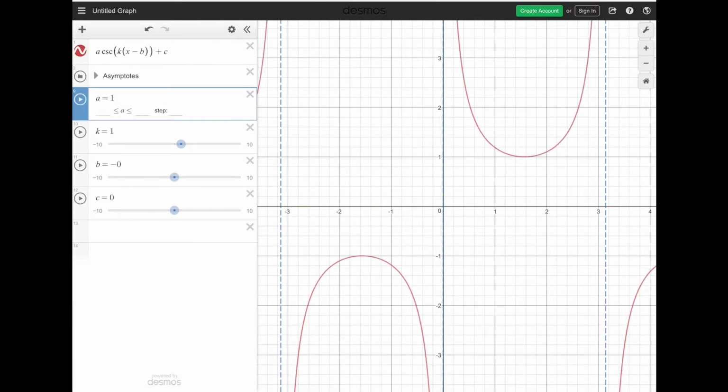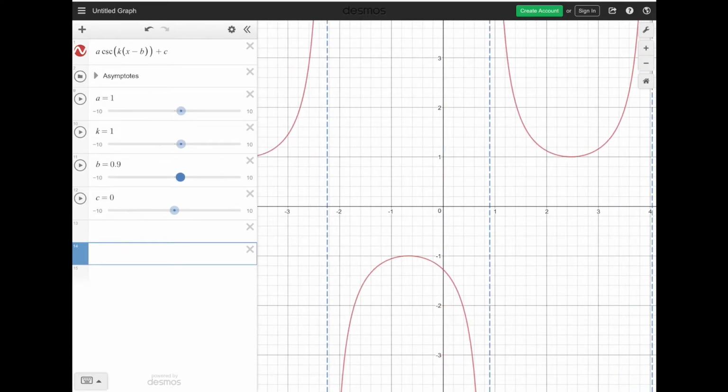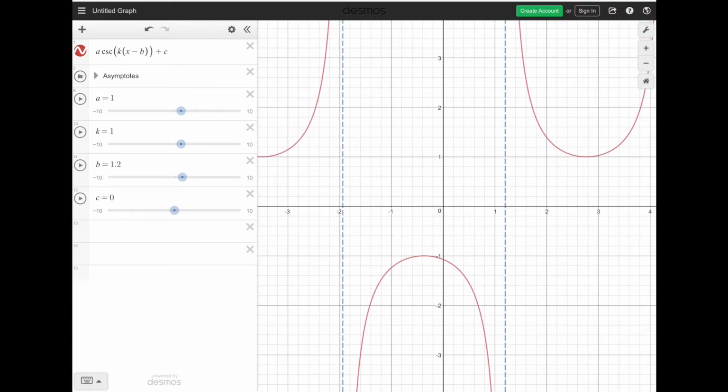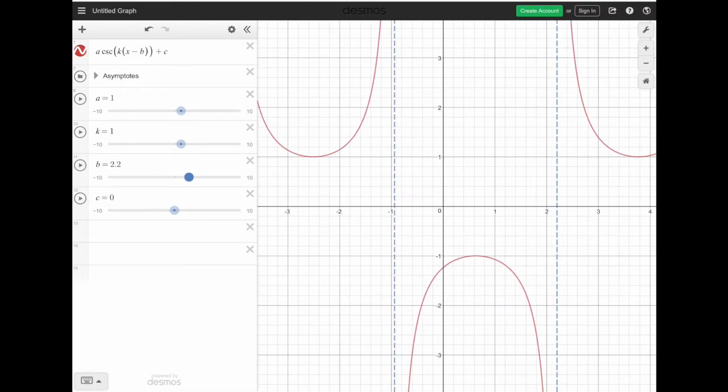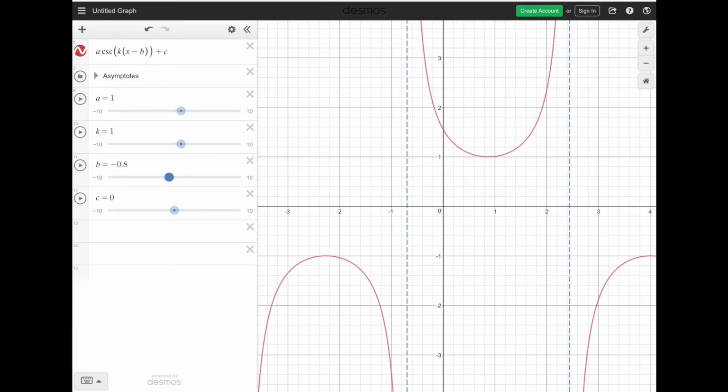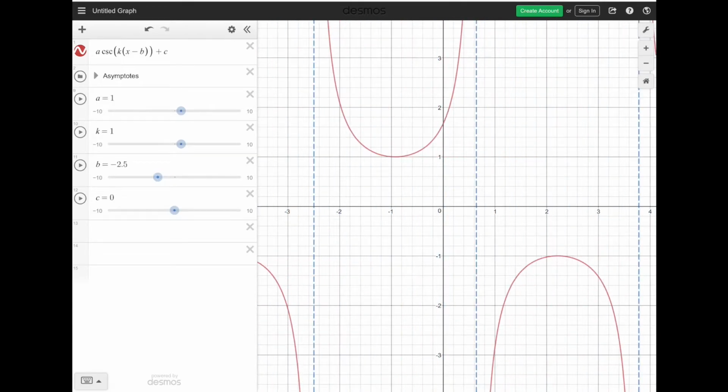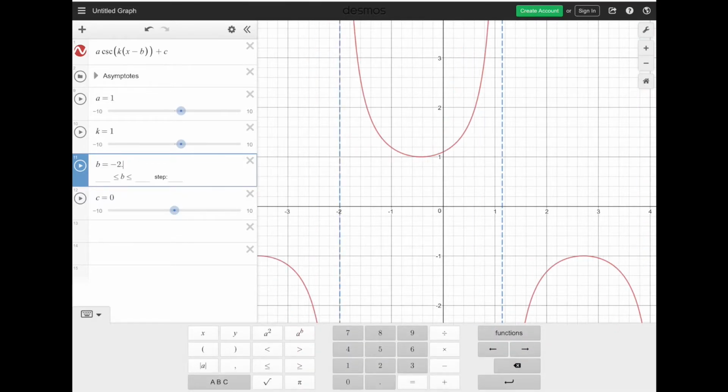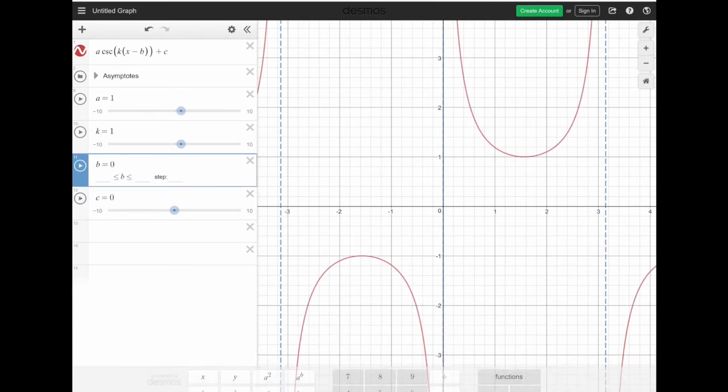Make a 1 again. So like before, if we change b in the positive direction, so if we increase b above 0, we're going to be moving towards the right, towards the positive x side. So increasing b, and you can see the asymptotes move with it, really important. And if we decrease b, we'll move in the negative direction. Again, the asymptotes move with it. Reset this back to standard form.